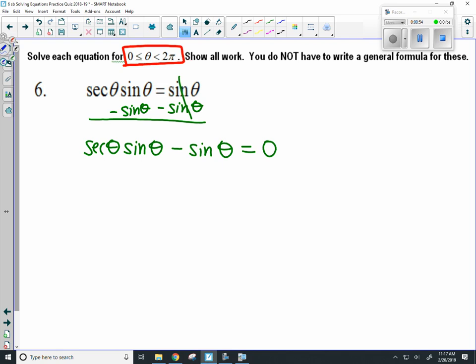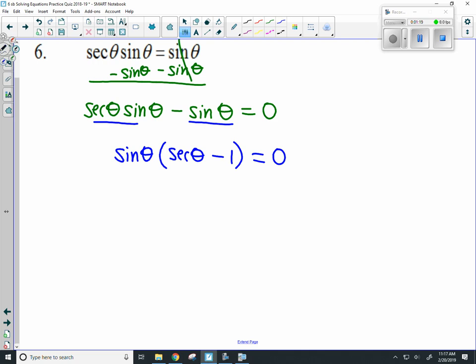And once you subtract it, be careful, you're not going to combine these two terms because they are not like terms. But what we can do instead is, since they both have a sine in common, you can factor out the sine. So it's essentially just a GCF problem. So if I factor out a sine, I'm left with secant theta minus, and if you take out a sine, there's nothing left in that second term, so minus 1. Once you get it factored, set each factor equal to 0. And solve from there.